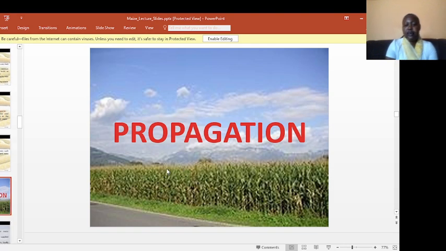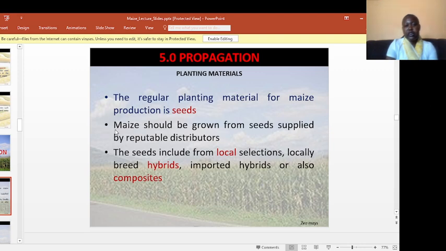Propagation. Here is the maize in the field. Let us look at propagation. We say the planting material. We say the regular planting material for maize production is seeds. Maize should be grown from seeds supplied by reputable distributors. The seeds include local selections, Kenya Seed Company, locally bred hybrids, imported hybrids, or wholesome composites.